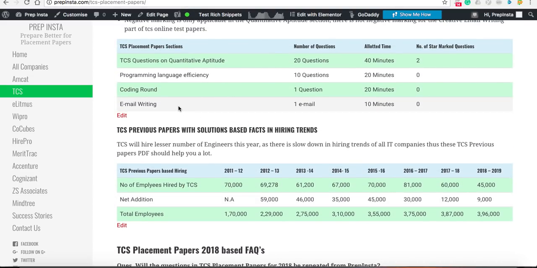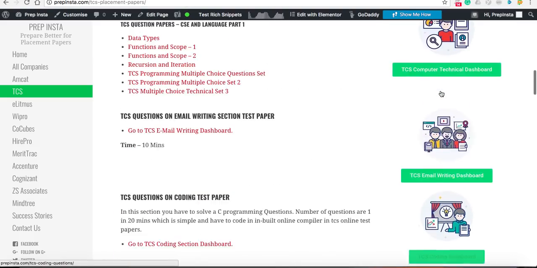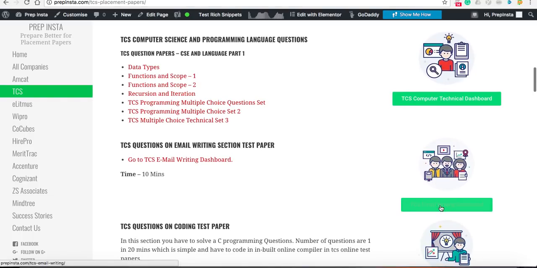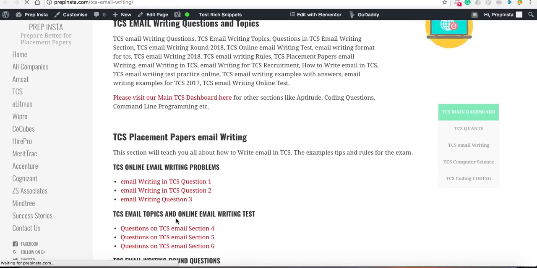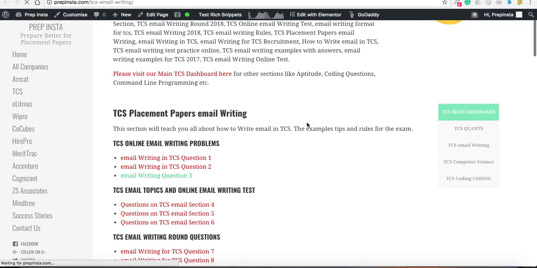The last one is the email section, in which you have to write one email. There are 10 minutes allotted for you to write that email, and the email can be anywhere between 60 words to 120 or 150. It's very descriptive. You will be given some words to form the email. I'll show you a little bit about those words on our website.